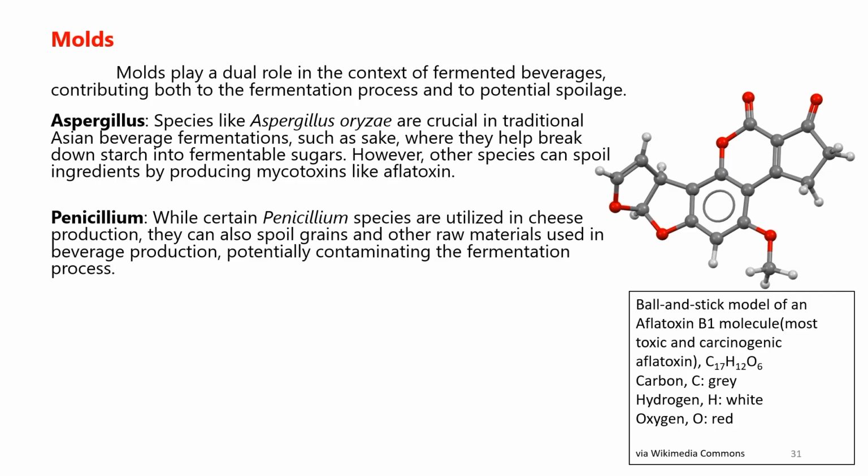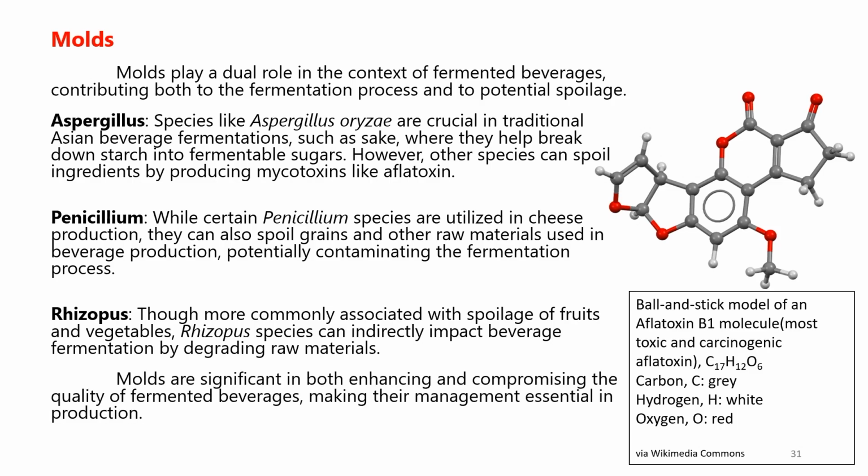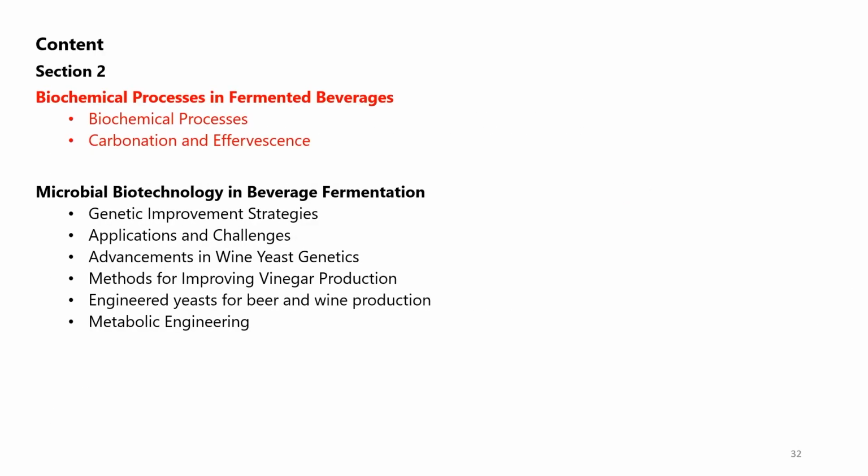Then we have Penicillium. Certain species of Penicillium are utilized in cheese production. However, they can spoil grains and other raw materials used in beverage production, potentially contaminating the fermentation process. Then we have Rhizopus. These are most commonly associated with spoilage of fruits and vegetables. Rhizopus species can indirectly impact beverage fermentation by degrading raw materials. Molds are significant in both enhancing and compromising the quality of fermented beverages, making their management essential in production.